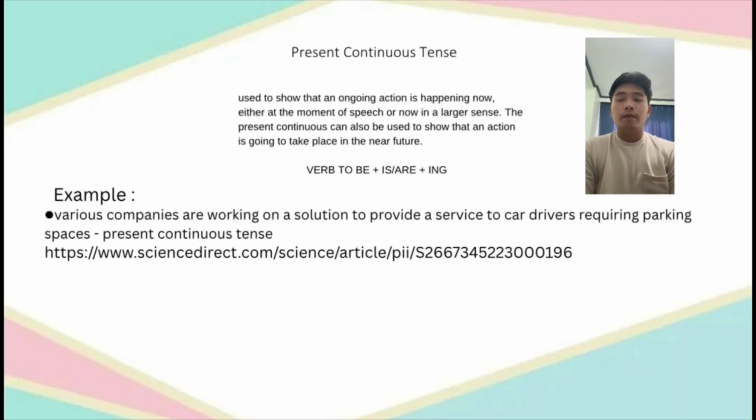Next, we have the present continuous tense. This tense is used for actions that are happening right now or are in progress around the present moment. It can also indicate future plans. A great example from our research is: various companies are working on a solution to provide a service to car drivers requiring parking space. This tells us that the development is actively happening right now. It's a current project in motion.